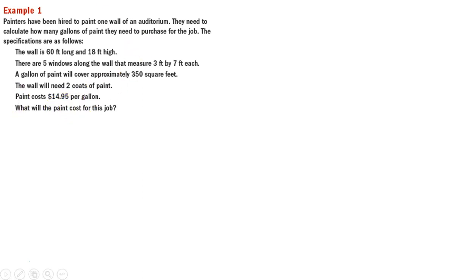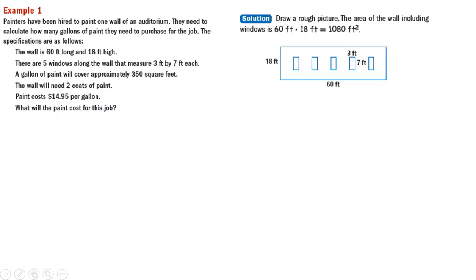What would help is maybe to draw a picture. So we're going to draw a rough picture here, and that's not really a rough picture. That looks pretty nice to me. The area of the wall, including the windows, is 60 feet by 18 feet, because that's the information that's given. Here's the wall we're looking at. There are 5 windows that are all 3 feet by 7 feet, so we have all those windows indicated there with their measures.